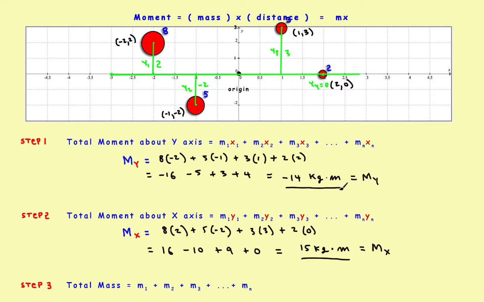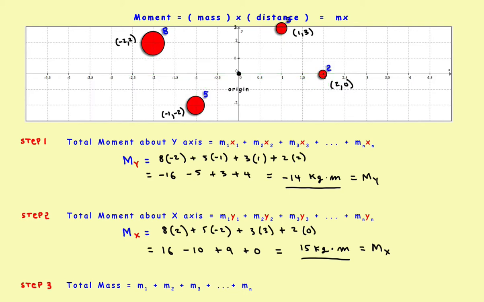So you've got the moment about the x-axis and the moment about the y-axis. So again, if you want the y moment, use the horizontal distances. If you want the x moment, use the y distances. It seems like it'd be just backwards, but if you look at it, you can tell it's actually the distance from the mass to the axis. So let's go ahead and turn off those green distances.